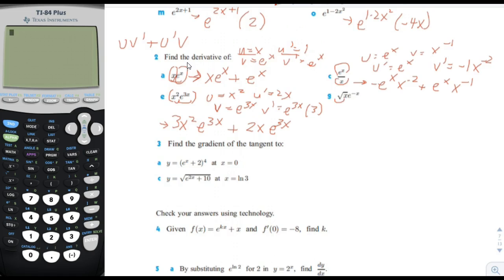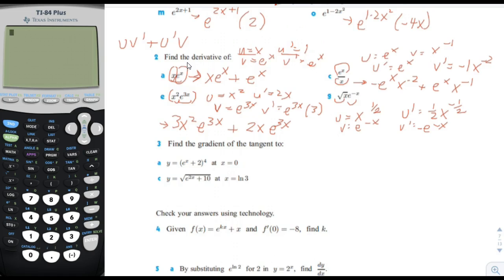So we have square root of x and e to the negative x. Let's write square root of x in an easier form so that we see that it's easily done with the power rule. x to the 1/2, right? u dashed would be equal to 1/2 x to the negative 1/2. And v would equal e to the negative x, and v dashed would be e to the negative x times negative 1. We'll just put a negative right there.